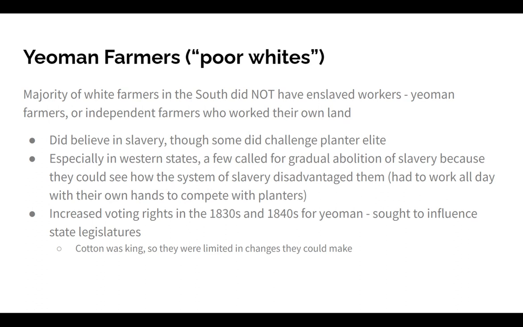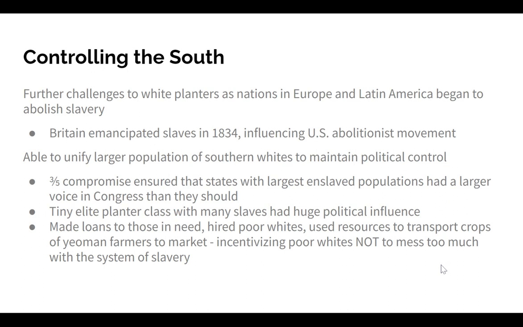But cotton was king, as we said. The planter aristocracy had a really strong control over state legislatures, and they were limited in what changes they could make. And the planter aristocracy really made a concerted effort to try to unify and create a white tradition in the South that unified all white Southerners, including those poor whites, the yeoman farmers. Okay, so now we're going to talk about that.